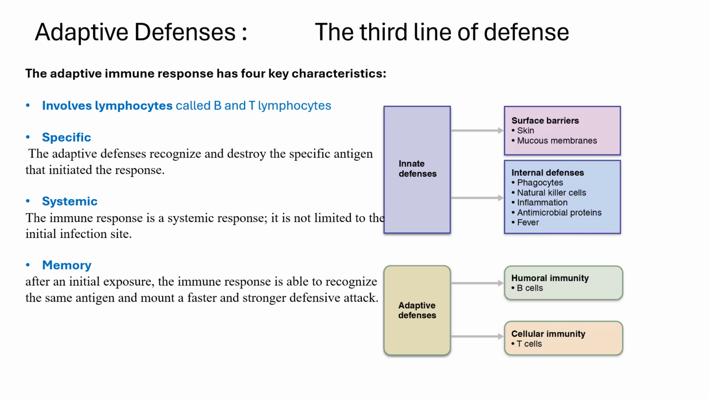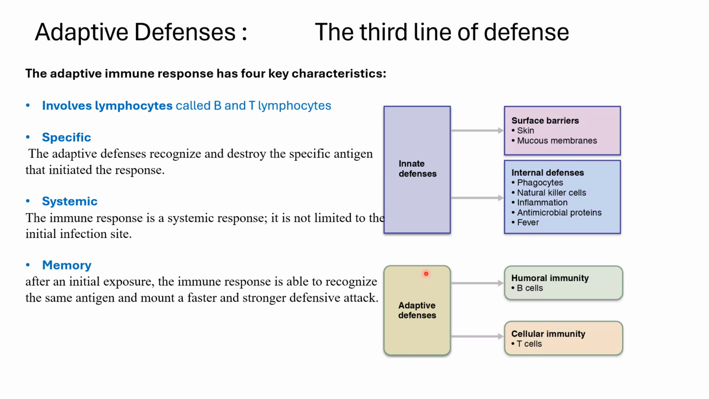So these are our three lines of defense. Our innate defenses, the first one, is the surface barriers. This is the first line of defense, and it consists of skin and mucous membranes. Then our second line of defense is this blue box, our internal defenses, and they include phagocytes, natural killer cells, the process of inflammation, some antimicrobial proteins, and then fever. It is also the second line of defense. So we went over all of this. Now in this video, we are going to see adaptive defenses.